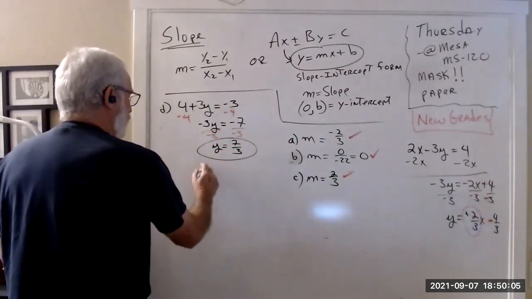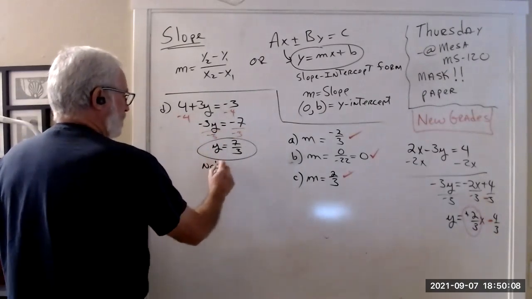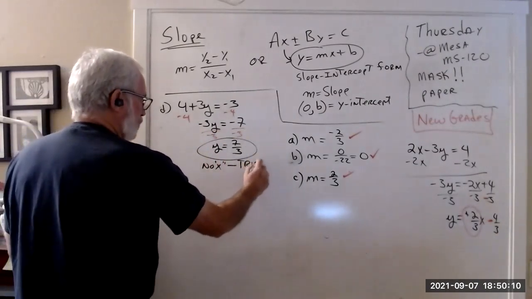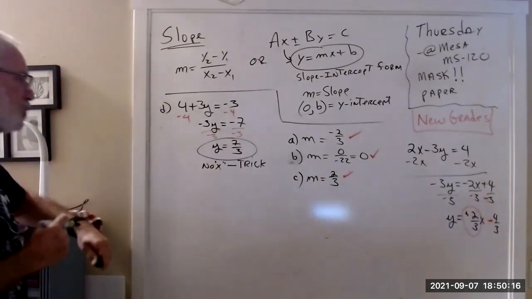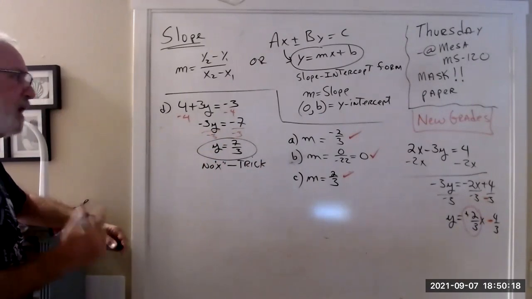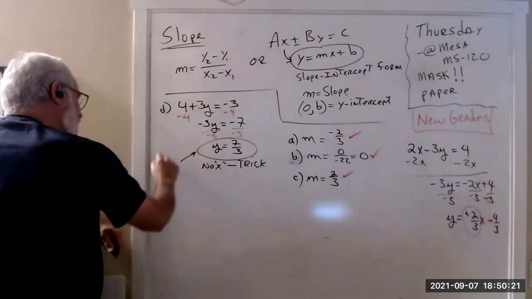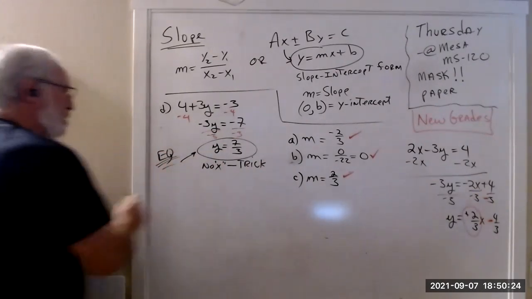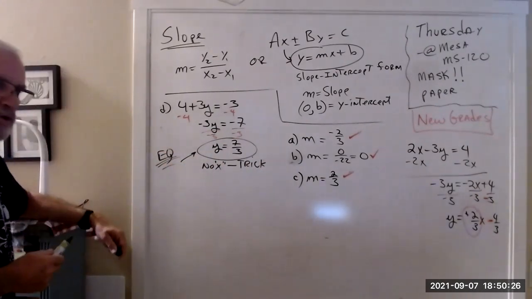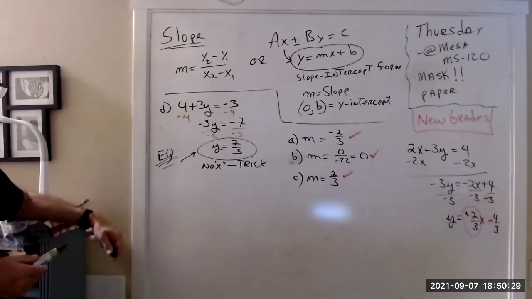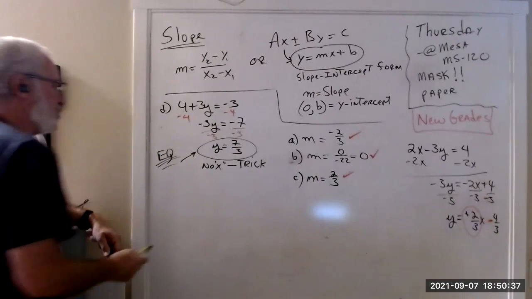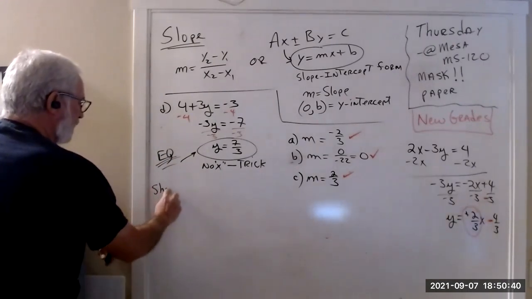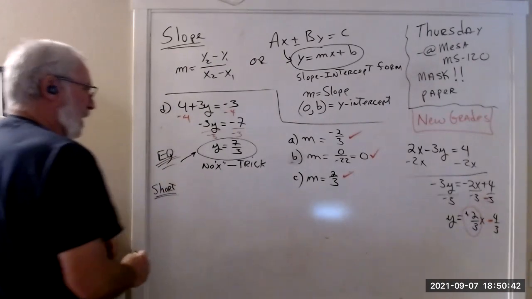Now, there's no x, so this is a trick question. Now this right here is the equation of the line, but I didn't want the equation of the line. I wanted the slope. There are two ways we can attack it. I'll show you the short way, you may not like it, and then I'll show you a slightly different way.